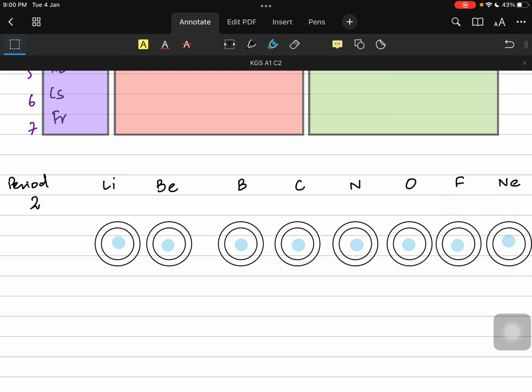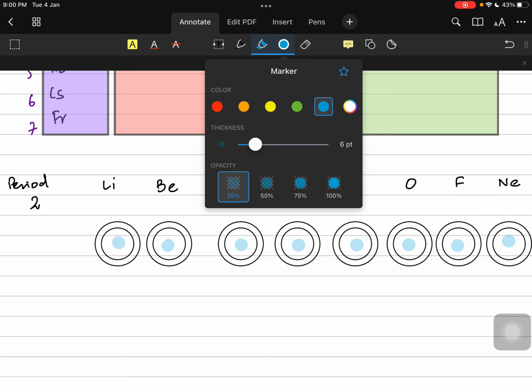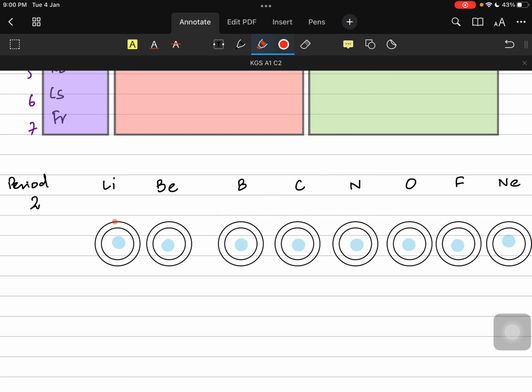How many electrons do they have in the last shell? That's the question. We know that lithium has 1 electron in the last shell, beryllium has 2, boron has 3, carbon has 4, nitrogen has 5, oxygen has 6, and fluorine has 7. Then neon has a complete shell, with 8 electrons in the last shell.